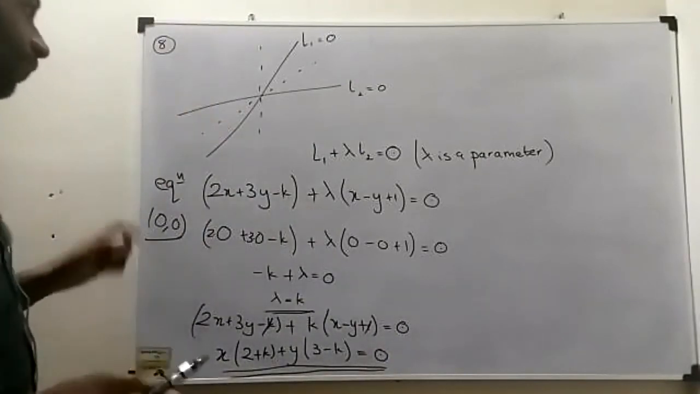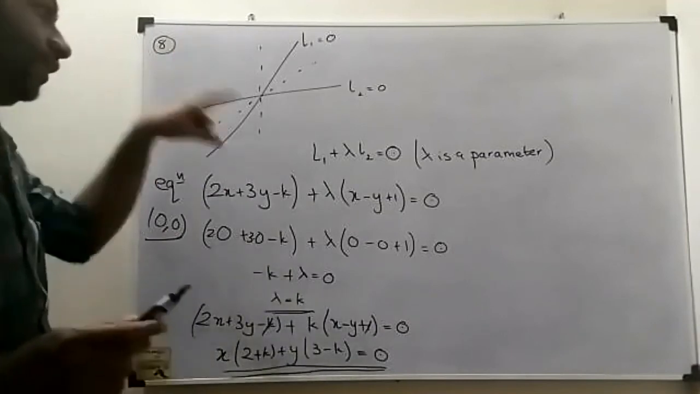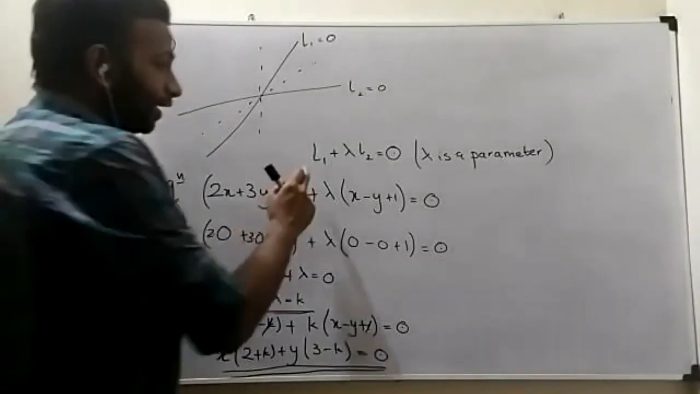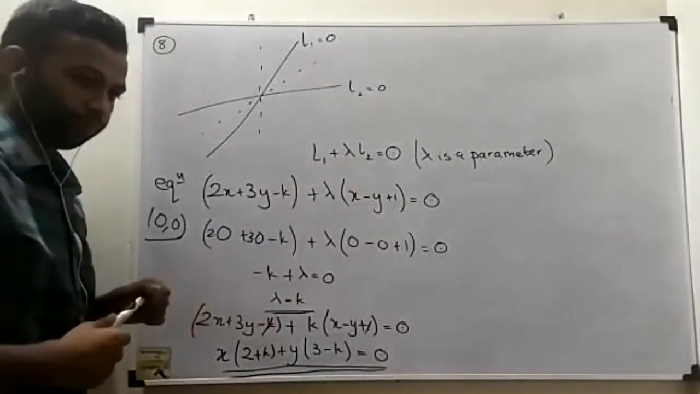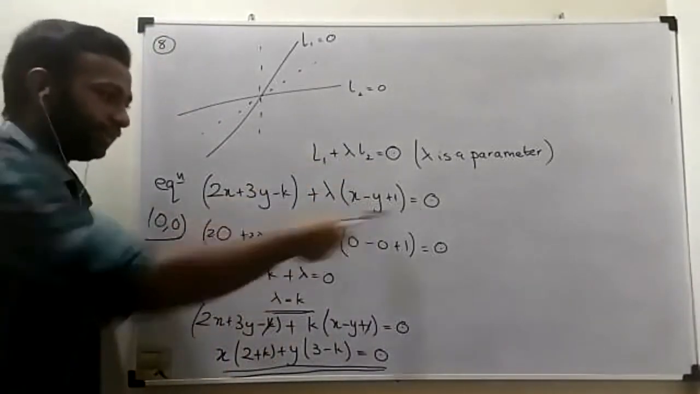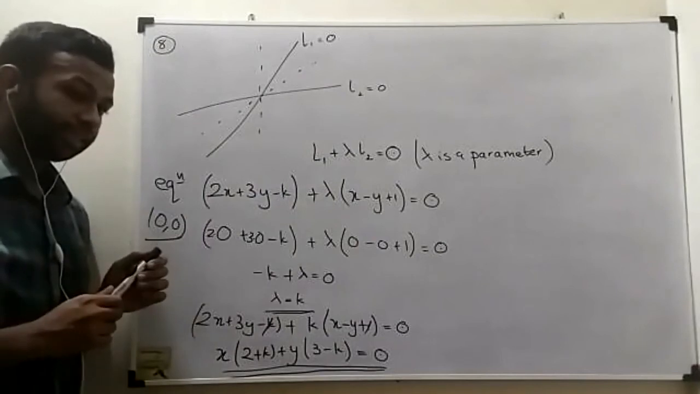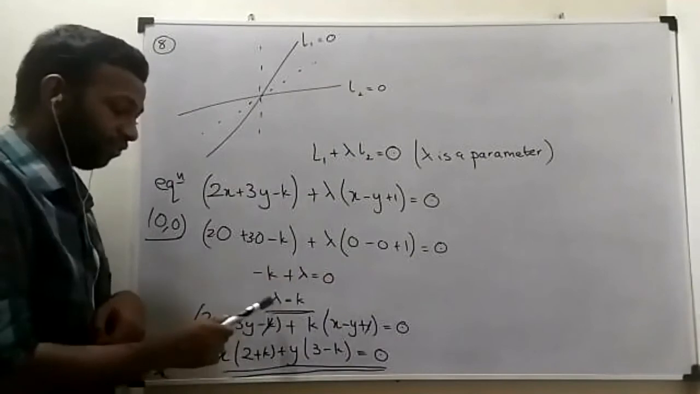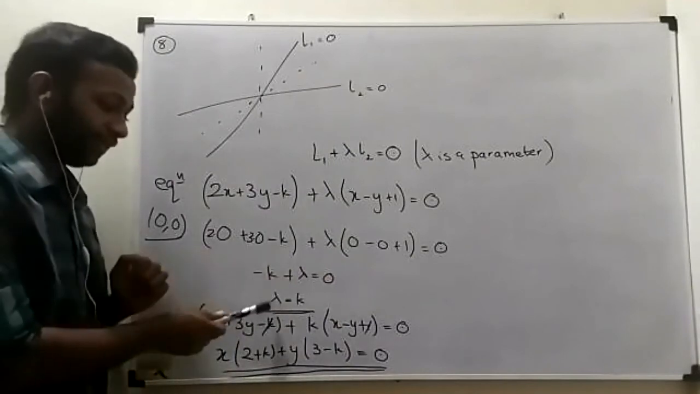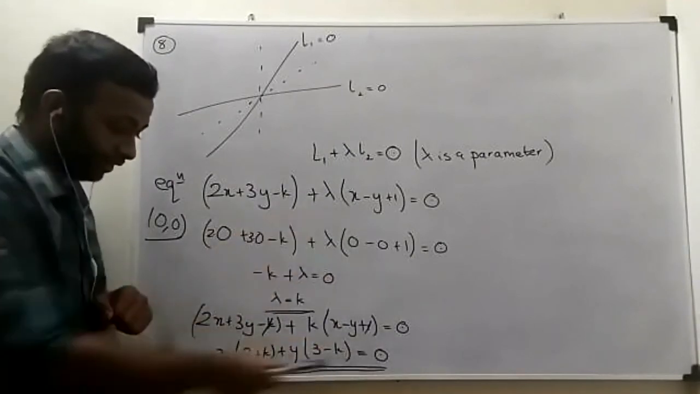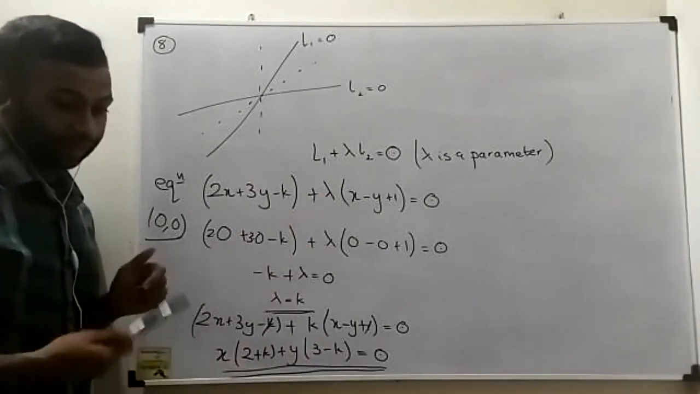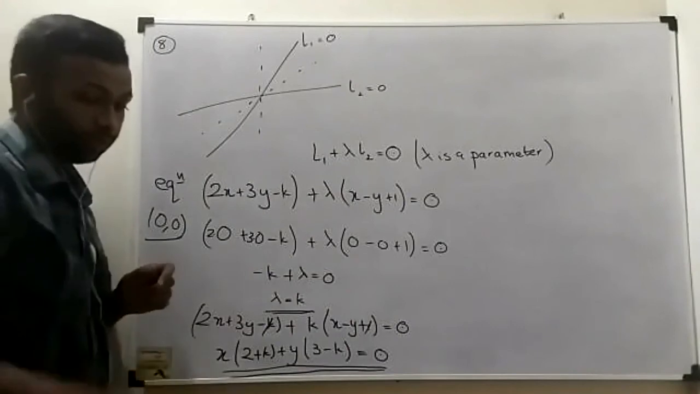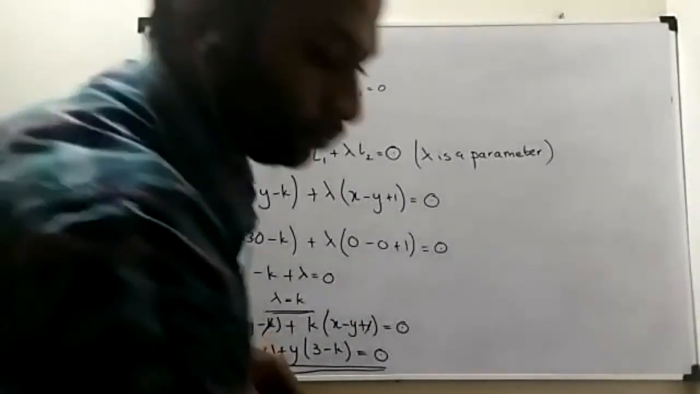So what did we do? First, we have two straight lines, and the equation of the line passing through the intersection of the straight lines can be got as L1 plus lambda L2 equals 0. This is a set of straight lines. So this is the equation. We also know this line passes through the origin, the 0, 0 point. By substituting this, we can find the value of lambda, which is k. So by substituting lambda equals k in this equation, we got the final equation: x(2 plus k) plus y(3 minus k) is equal to 0, which is the equation that we need. Right.